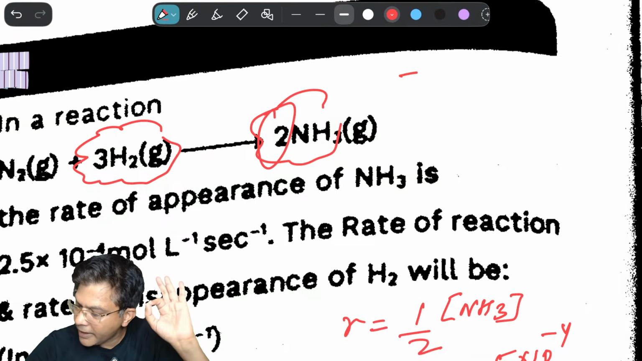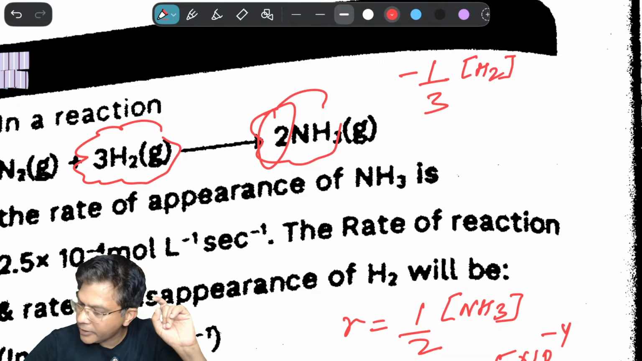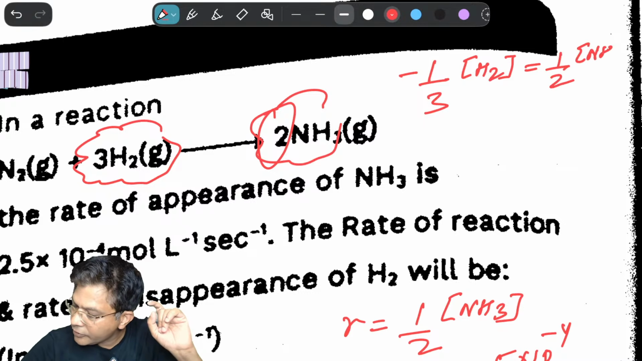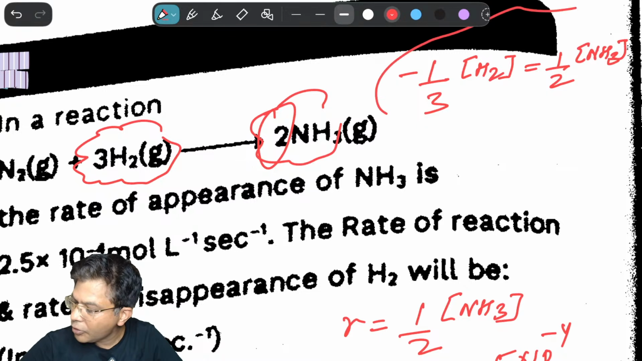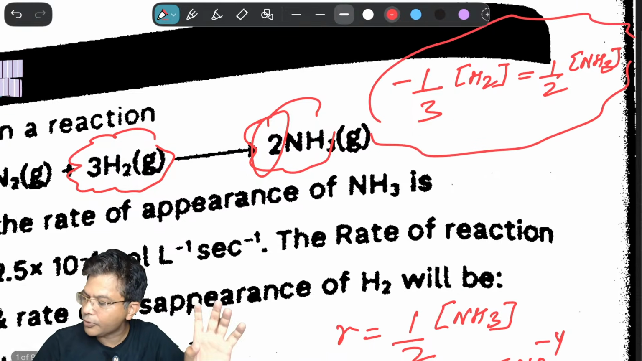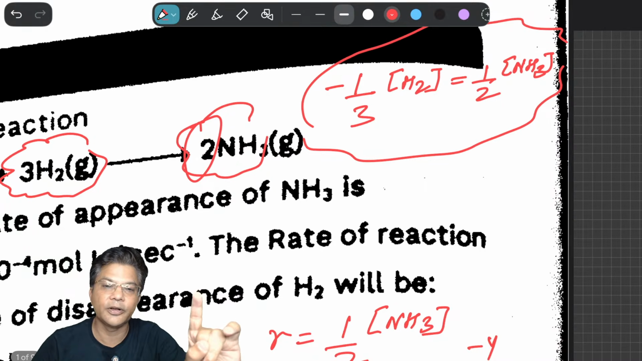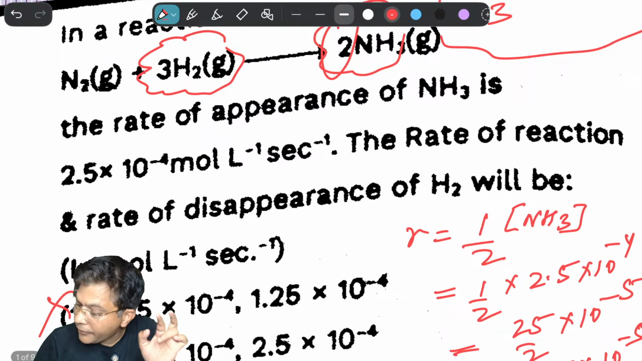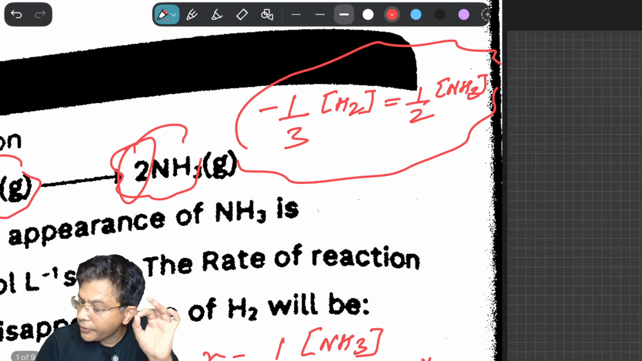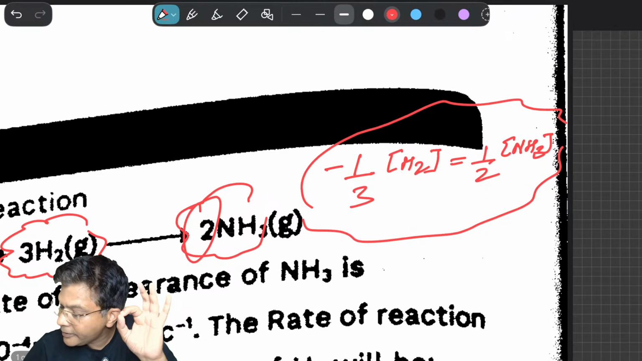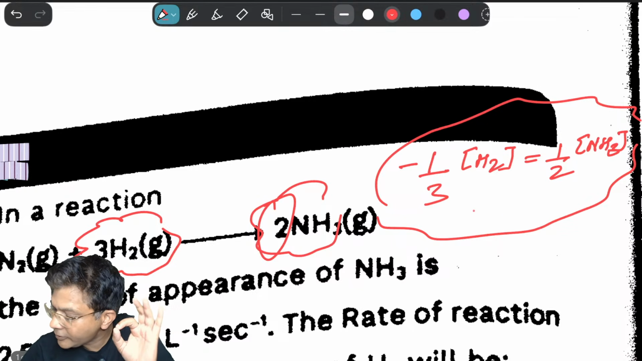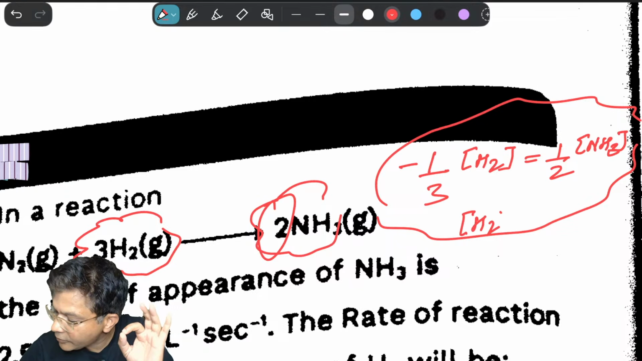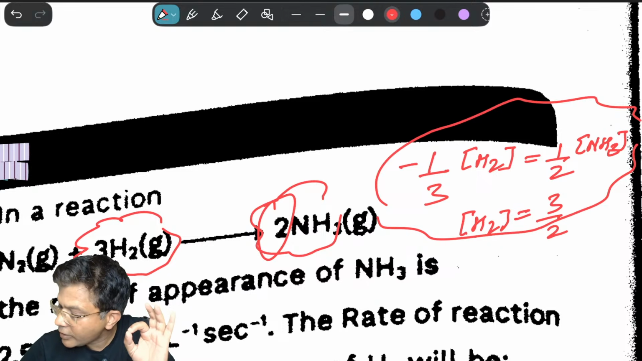First you do like this: minus 1 by 3 of the rate of hydrogen is equal to 1 by 2 of the rate of ammonia. Don't think in the air, otherwise you won't be able to understand. First do it in written way. Now what they are asking: rate of disappearance of hydrogen. The rate of disappearance of hydrogen will be 3 by 2 times that of ammonia.